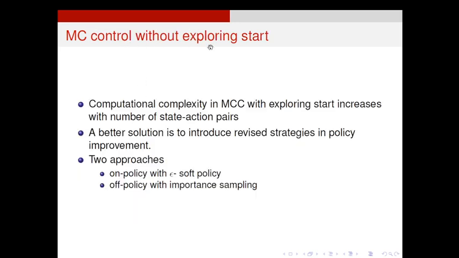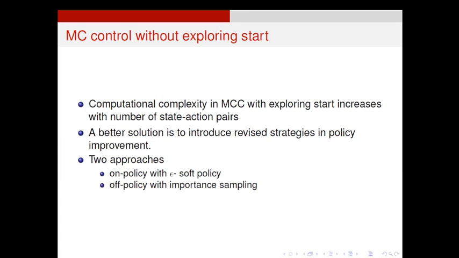Then MC control without exploring start. That means we have to control the exploring. That means we are not allowing this algorithm to start at any state and action. We fix that this particular algorithm will start in a particular state and action. Okay. Then some type of exploration is necessary. For that we use some simple trick that we have adopted in bandit models. So the computational complexity of MC control with exploring start increases with the number of state action pairs. That means if more state action pairs are in the model, then automatically computational complexity increases.